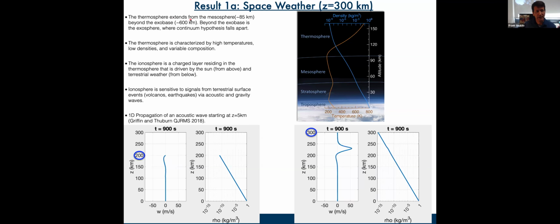But anyway, the thermosphere extends from the mesosphere, which is about here, so about 85 kilometers, and then it goes all the way up to beyond the exobase, which I don't show in this diagram here. Once you get up to the exobase, the continuum hypothesis falls apart, right? But up to there, we can still use this continuum hypothesis and use these equations. The thermosphere is characterized by high temperatures, low densities, and variable composition.